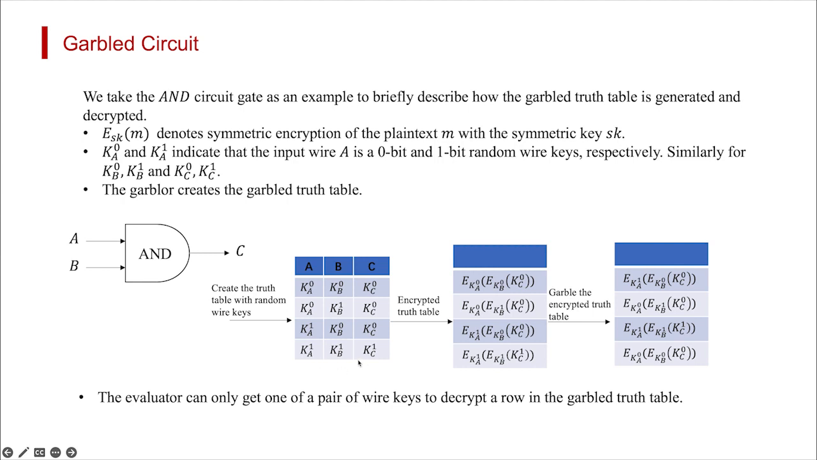The garbler sends the garbled tables to the evaluator. The evaluator can only get one of the pair of wire keys to describe the row in the garbled truth table. The security of the garbled circuit is that the evaluator can only get one of a pair of wire keys and can't distinguish whether the wire key is using a 0-bit or 1-bit. The pair of wire keys is sufficient as long as it satisfies randomness.